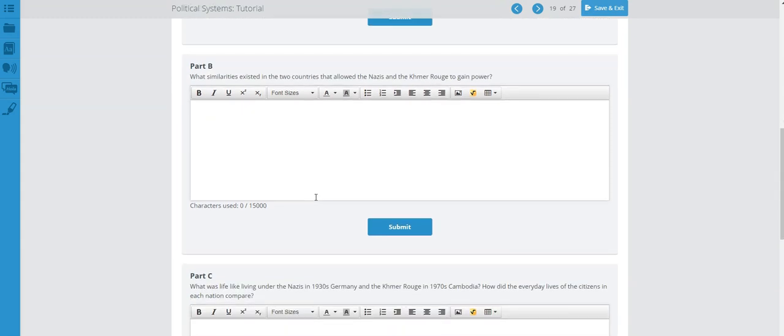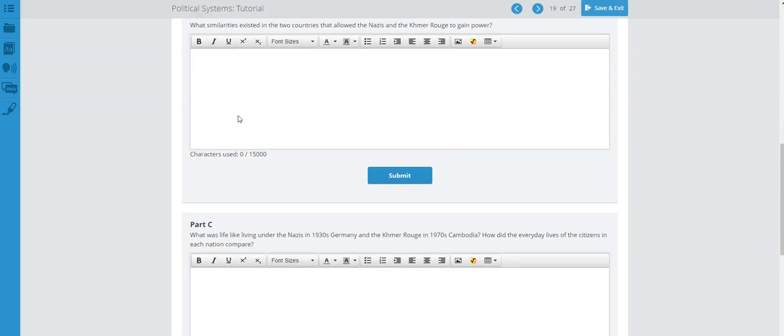Part B is asking what similarities existed in the 2 countries that allowed the Nazis and the Khmer Rouge to gain power. Please make sure that, based on the reading, the links that were given to you, and what the tutorial told you on the previous pages, you talk about some of the similarities and some of the differences between both of these governments. For example, both countries had horrible economic conditions that gave rise to these dictators taking control of the country and ultimately oppressing the people. Once these people were in power, the people had no way of defending themselves, because these dictators controlled the military and the police, so there's basically nothing that people could do up to a certain degree.